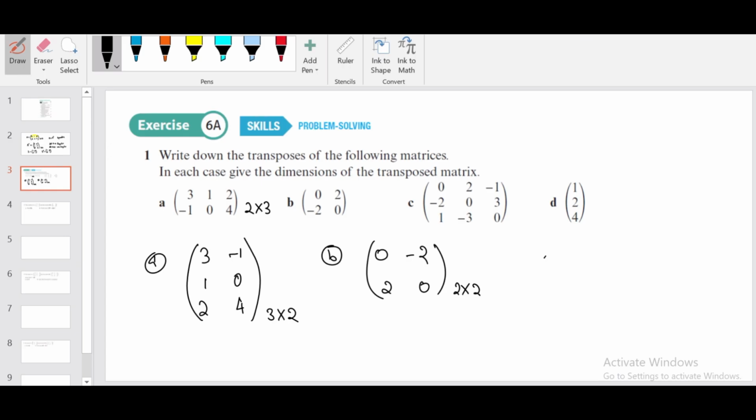For D, what would be the transpose of this matrix? 1 2 4 and like one singular row. One row, very good. So this is basically 3 by 1. This is 1 by 3. 1 row, 3 column. That's how you find the transpose matrix. Understand? Now let's look at one more question.